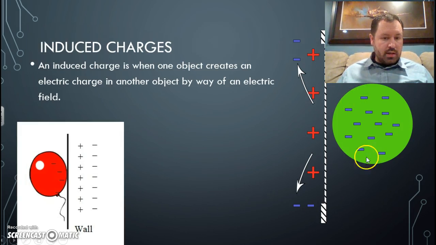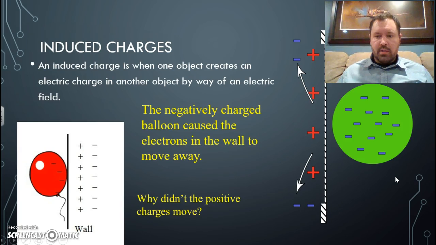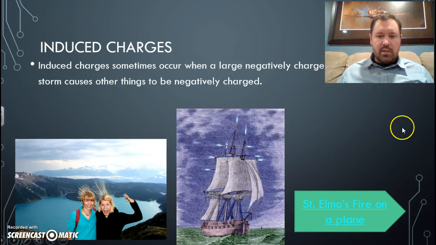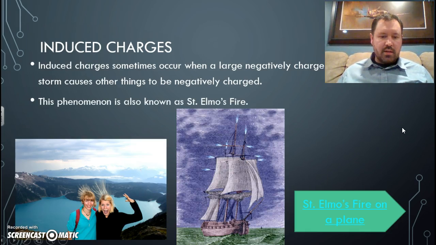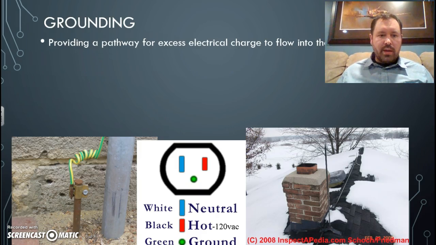And then we talked about induced charges, which is kind of like a fake reason for having a charge. We rubbed a balloon on someone's hair. We talked about St. Elmo's fire. That's not on your test, but that's another good example of an induced charge. And then we also talked about electric discharge, which is a whole bunch of electricity striking all at once. So that brings us up to grounding.